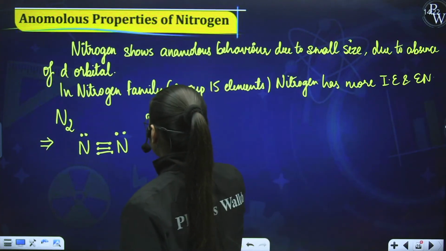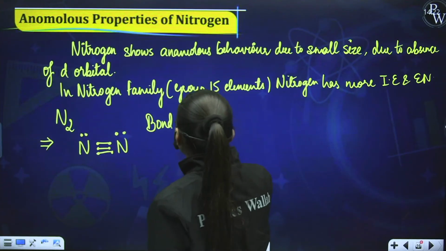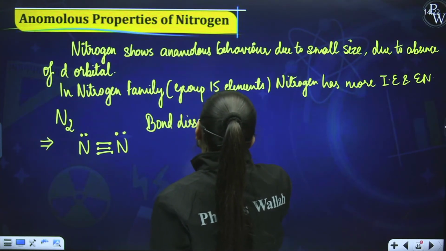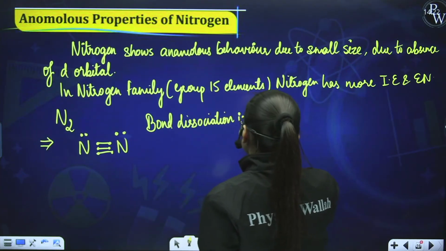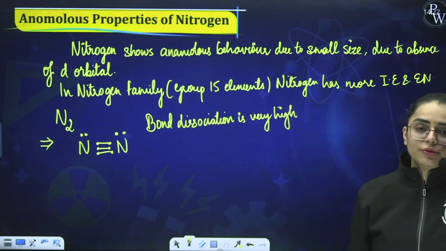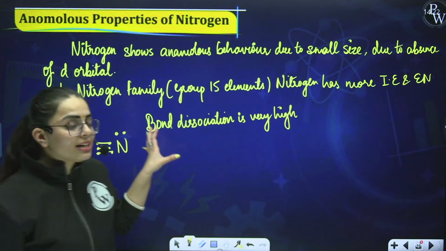Bond breaking energy. Why? Because it is a triple bond, and more energy will be required to break a triple bond. So bond dissociation energy is also very high in case of nitrogen. It is about 941 kilojoules per mole. So it is about nitrogen.